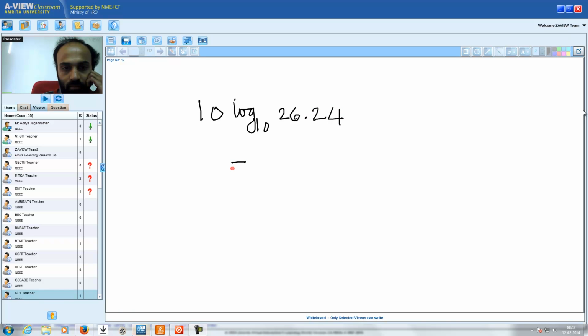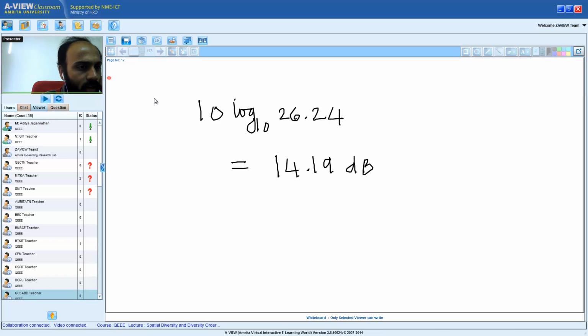That is equal to 14.19 dB. Okay, thank you. It is 14 dB, not 28 dB; there is some error in the calculation. It's 10 log 10 of 26.24, which is approximately 14 dB. The linear value is 26.24 and the dB value is 14 dB.